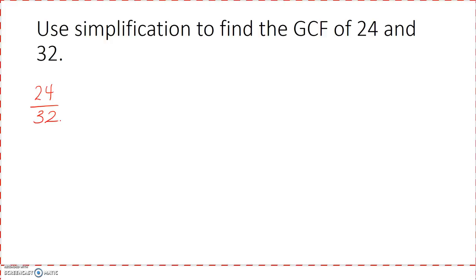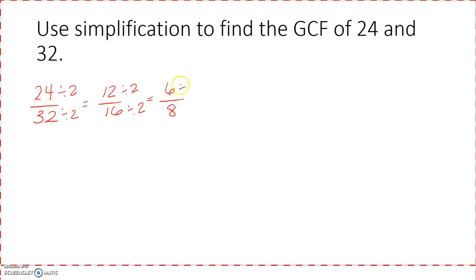Okay, let's see how you did. Both of these numbers, once again, are even. So I can divide the numerator and denominator by 2, which gives me 12 over 16. They're even again, so I can divide by 2 again, and I get 6 over 8.